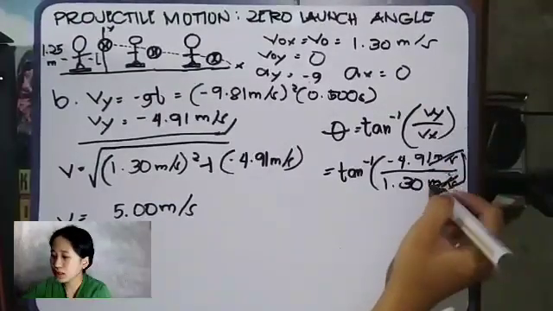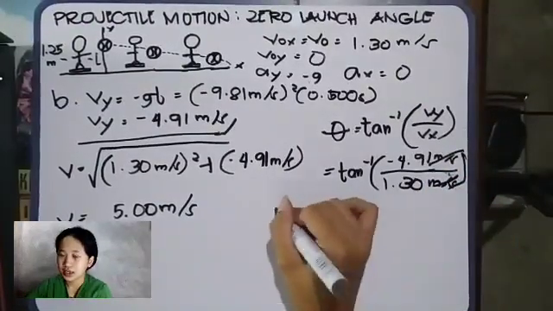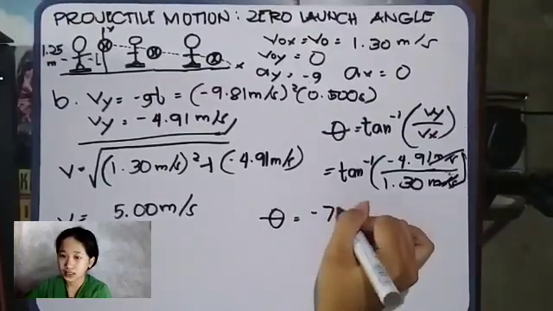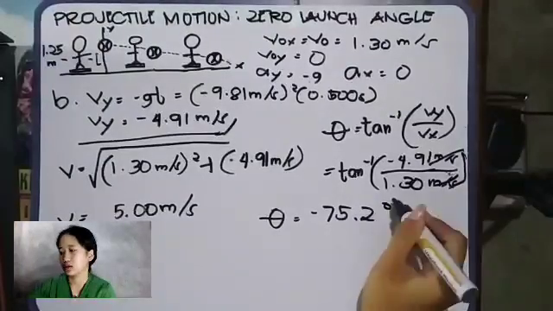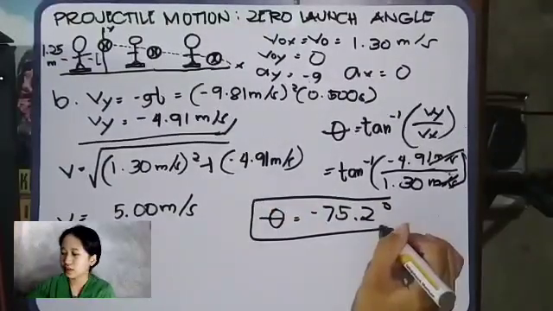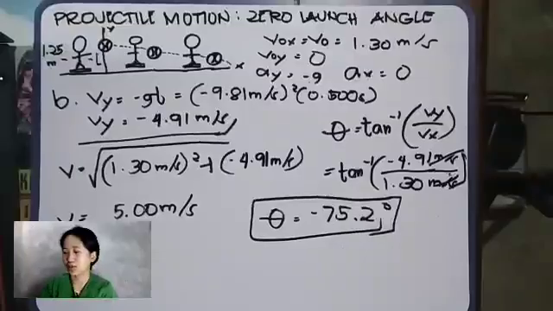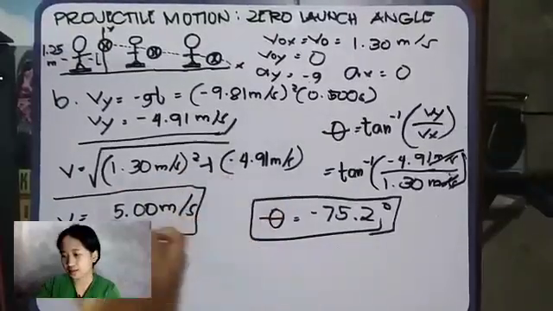So, pag kinompute natin, ang kalalabasan niyan is, ang theta natin is negative 75.27 degree. So, ayan na yung mga sagot.